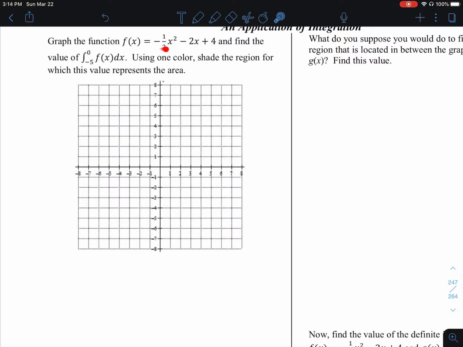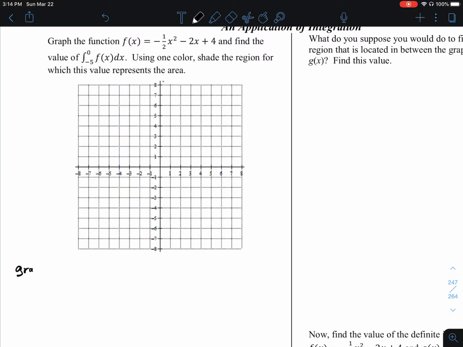Well, let's first graph this little fella. We should know this is a quadratic. It's going to be a parabola. Since the lead coefficient is negative, it's going to open down. In order to know how to graph this, we need to find the vertex. The vertex can easily be found using the derivative.